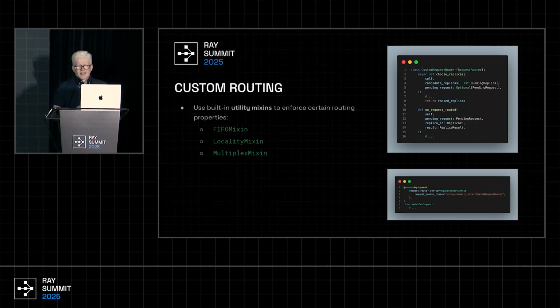In order to make it easy for users to write their policy, we also ship the library with a set of mixins that users can use. As an example, the locality mixin ensures that we try replicas on the same node before trying replicas outside of the node or outside of the availability zone.